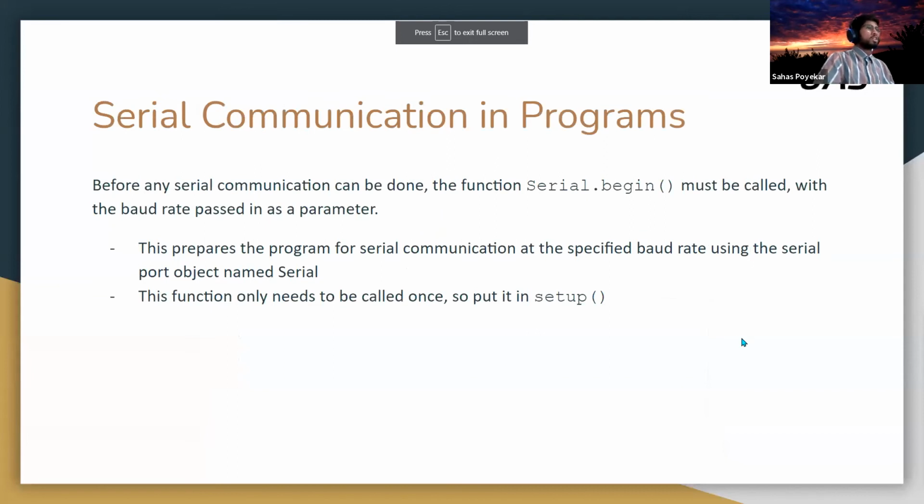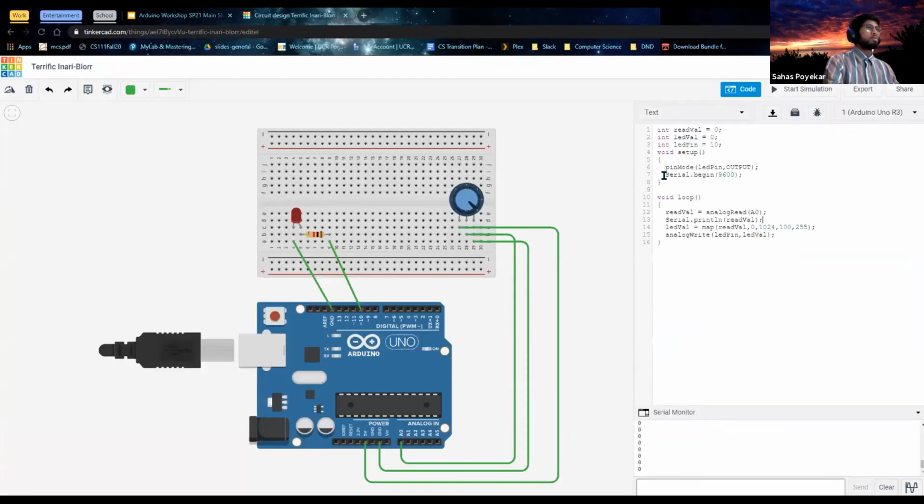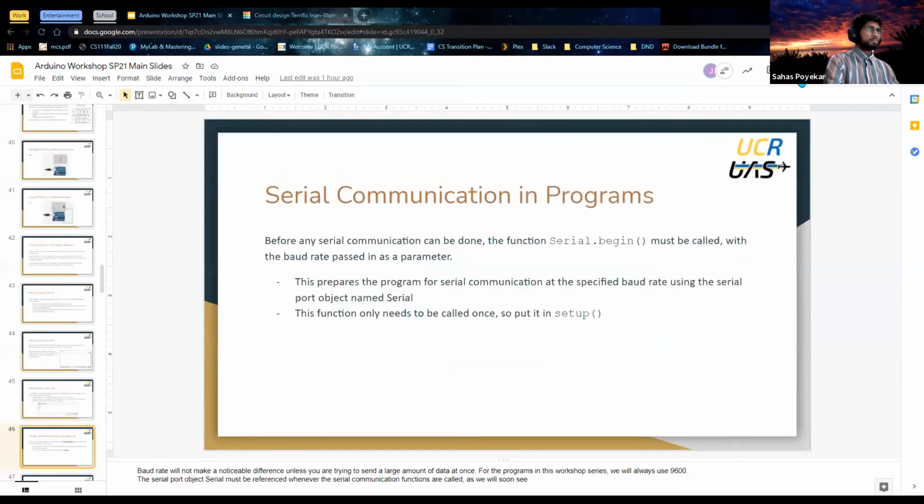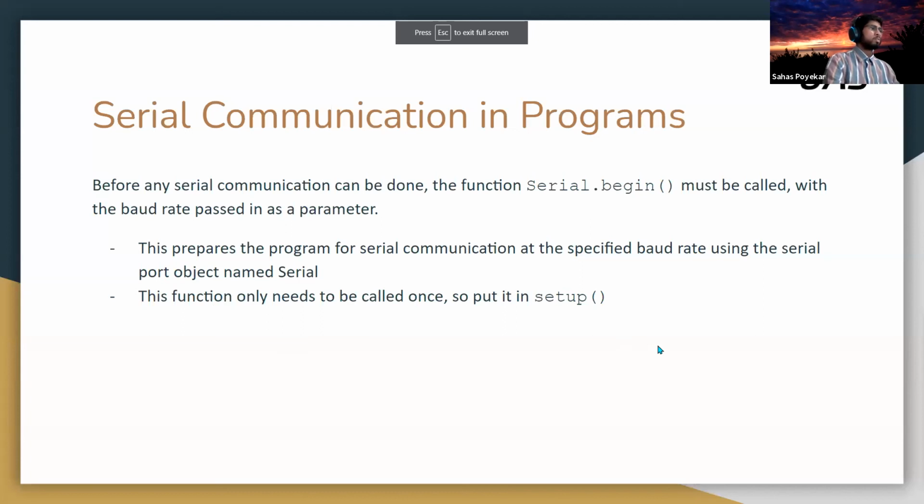So, serial communication in programs. Before any serial communication can be done, the function Serial.begin must be called in our setup. One of the parameters for that is the baud rate that we pass in. Coming back to our example, in our setup we have Serial.begin and we give the baud rate of 9600. This will prepare our program for serial communication at that specified baud rate by using the serial port object known as Serial. This function is only required once, so that's why we put it in setup.